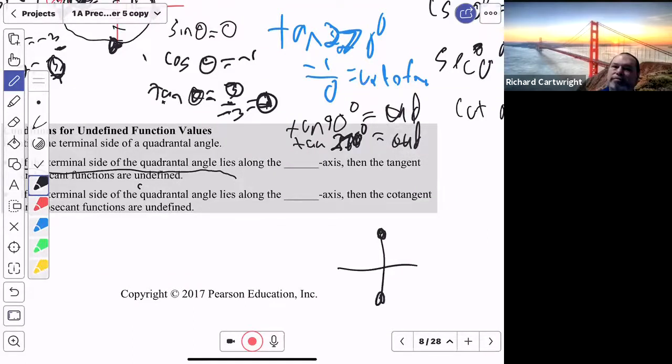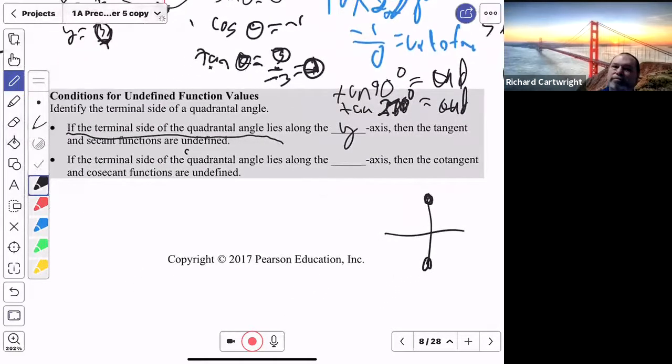So it's the y-axis. If you're on the y-axis, that's where your terminal side is. On the y-axis, tangent and secant are undefined. And if the terminal side of the quadrantal angle lies along the what axis, then the cotangent and cosecant are undefined.